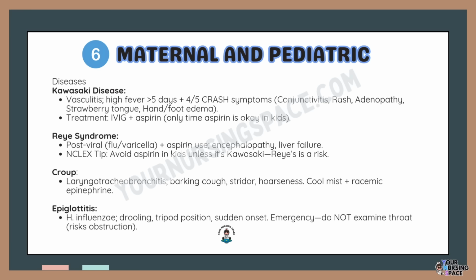Now let's tackle some diseases, starting with Kawasaki. It's a vasculitis that loves to test your memory. You've got a fever over 5 days, plus 4 out of 5 crash symptoms. Conjunctivitis, red, non-goopy eyes, rash all over, adenopathy, swollen neck glands, strawberry tongue, bright red, and hand or foot edema. Treatment: IV immunoglobulin, IVIG, to cool the inflammation, plus aspirin to prevent heart issues. Yes, aspirin's rare in kids, but Kawasaki's the exception.